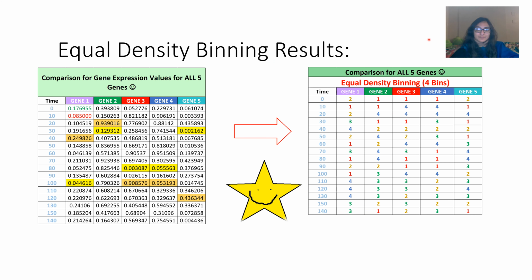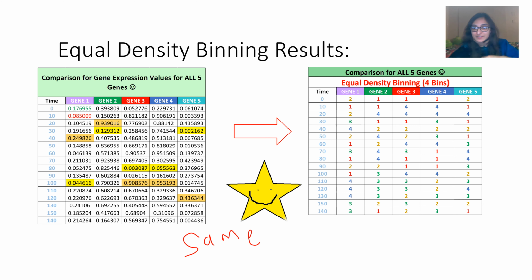And this is the equal density binning results again for these 5 genes. These are the values, minimum and maximum. Minimum is in yellow, maximum is in orange. And this is a summary, back to back to back, of how we can see their behavior changing across the time points for equal density binning. So each bin has the same number of values.